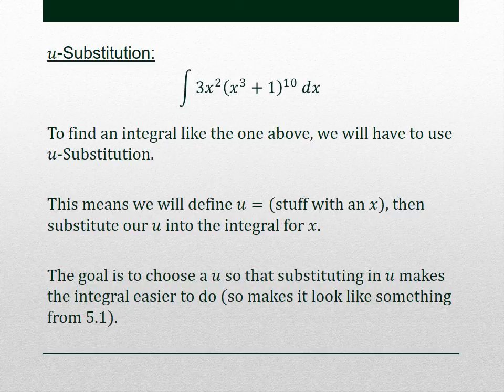We want to define U in a way that's helpful, so that when we substitute U into our integral, it's going to turn our integral into something that looks like stuff we did in 5.1, something we know how to take the antiderivative of, right? So our goal is to choose a U so that when we substitute it in, we're able to take the antiderivative with respect to U, not with respect to x.